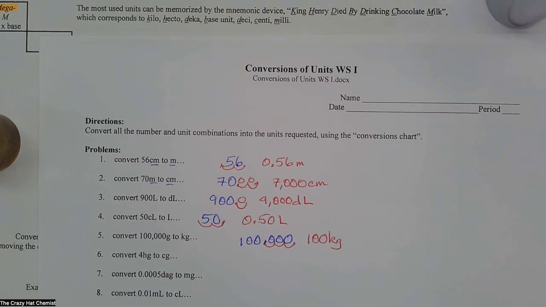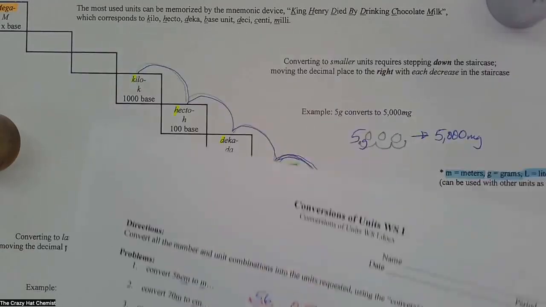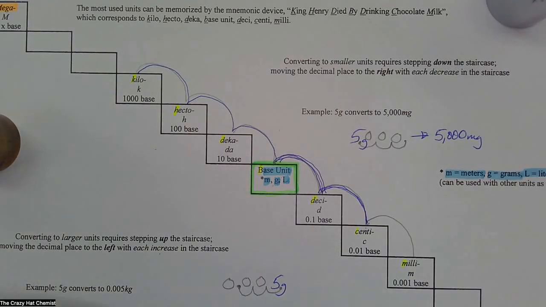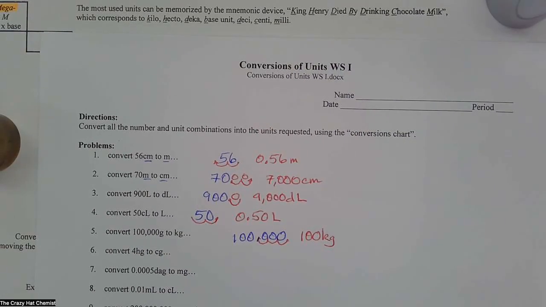Perfect. Do you notice how simple this is? I'm not multiplying by 12, dividing by 12, multiplying or dividing by 2.54 or anything like that. This is really easy, and this is the wonderful thing about the metric system.